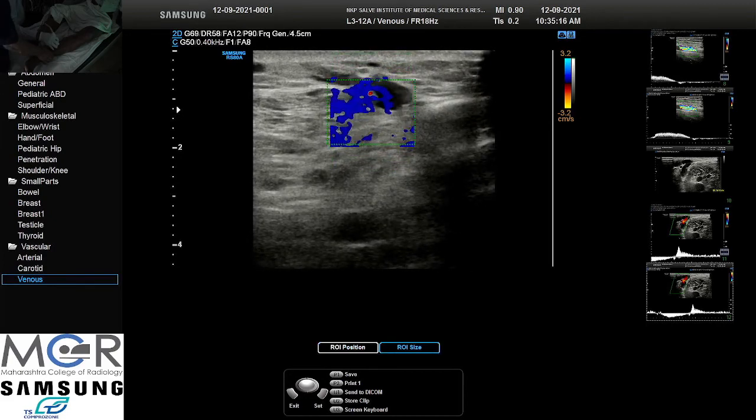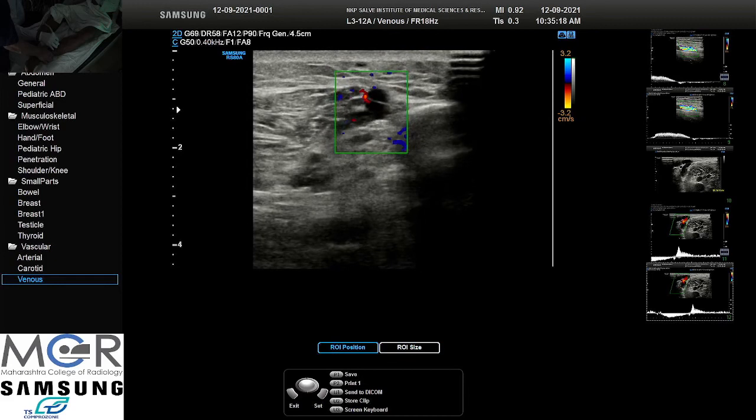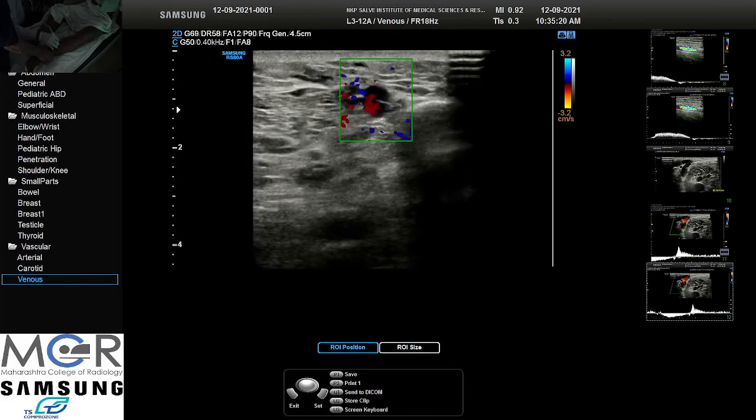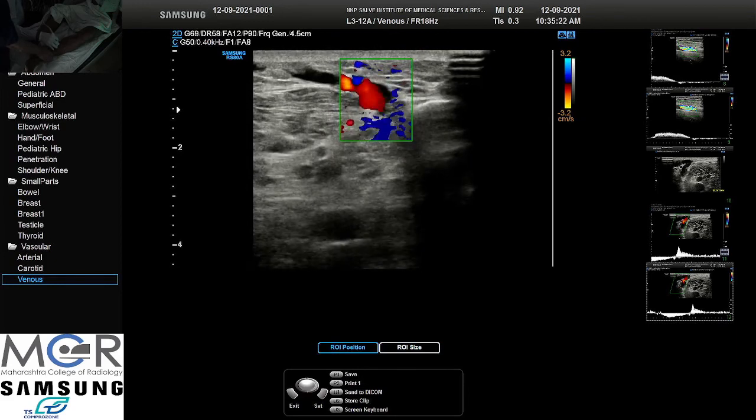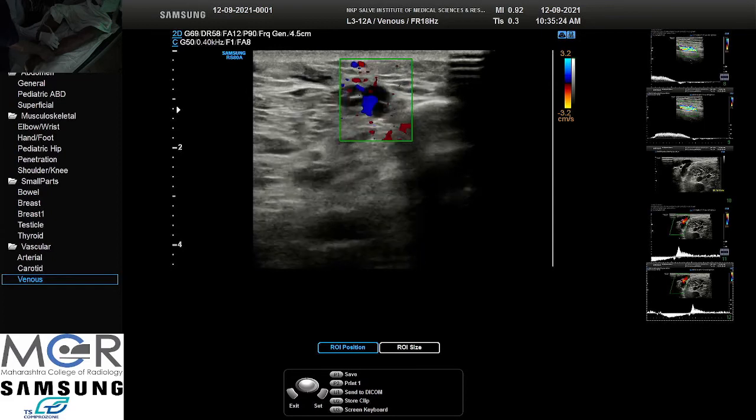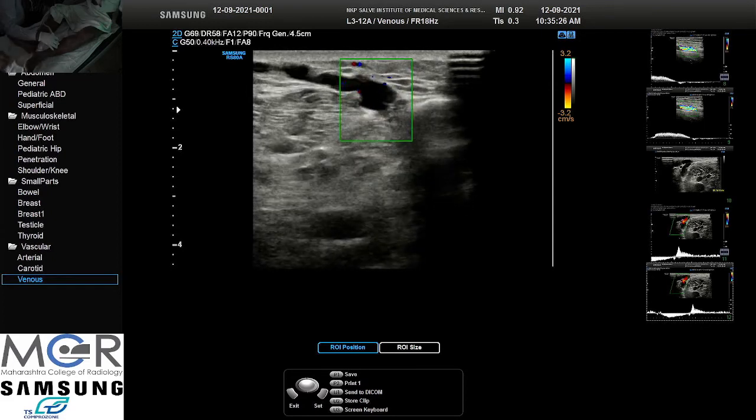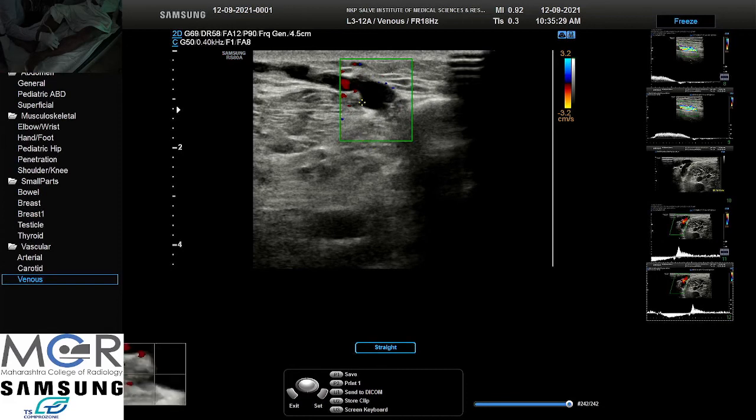And reduce the size. Just focus at the point of entry. Compress. No reflux. But the size is quite big. If you measure it here, almost half a centimeter.